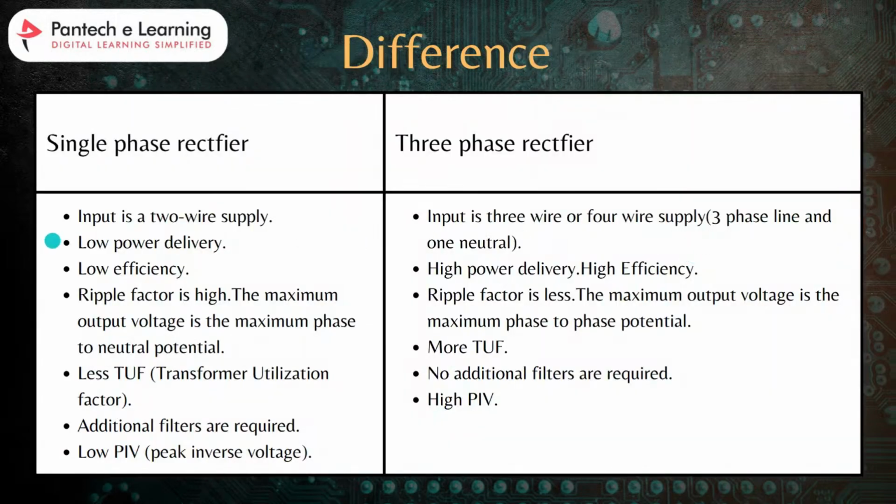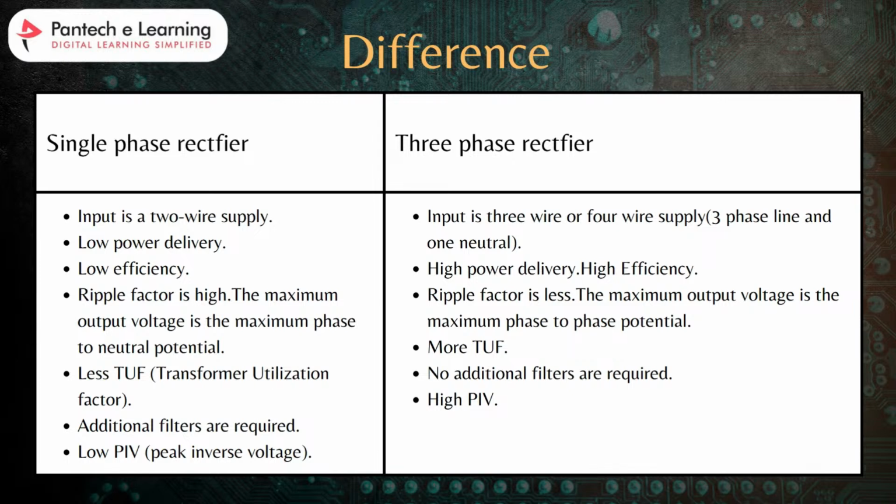So what is the main difference between them? As I said earlier, the single phase uses a two wire power supply, and it can deliver only a small amount of power. It is not very efficient compared to the three phase rectifier. The DC output has a lot of fluctuations, that means ripples, so it is not very smooth.